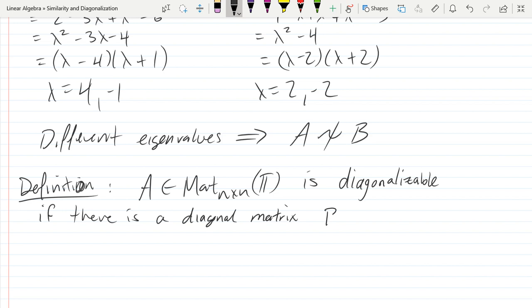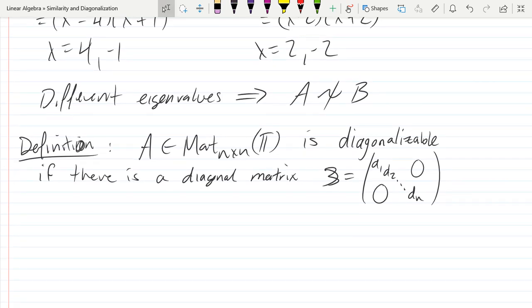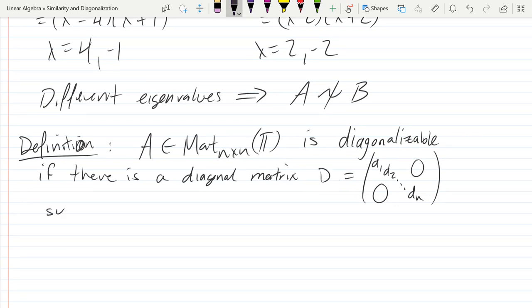So we'll use capital D for the diagonal matrix, and we'll use D1, D2, up to Dn. Those will be the diagonal. They could be zero, but they don't have to be. If there's a diagonal matrix D such that A is similar to the diagonal matrix D.